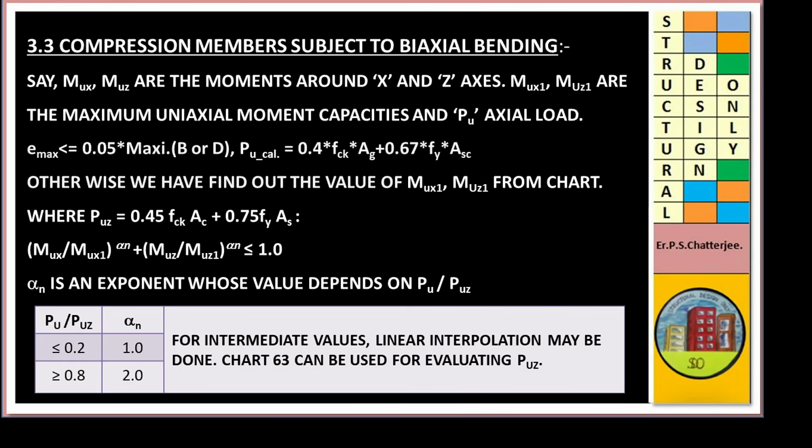When Pu by Puz is less than or equal to 0.2, then the value of alpha n is 1. When the value is greater than or equal to 0.8, alpha n is equal to 2. Intermediate values we can find out by interpolation.